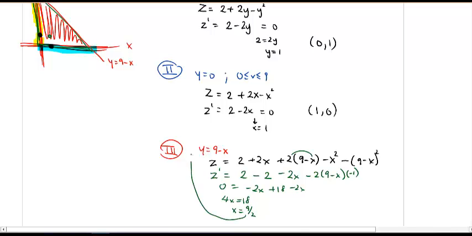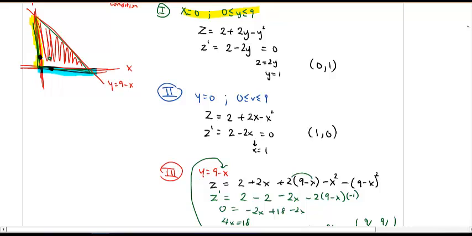Now when I plug this back into the equation here, the y value is 9 minus 9 over 2, which is also 9 over 2. So there's another coordinate I have to test: (9/2, 9/2). That would be, let's say, right about here. So look, (9/2, 9/2), (1, 1), (1, 0), (0, 1). Okay?